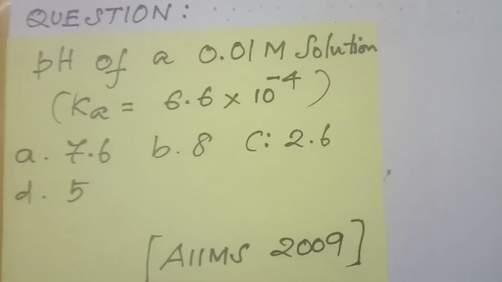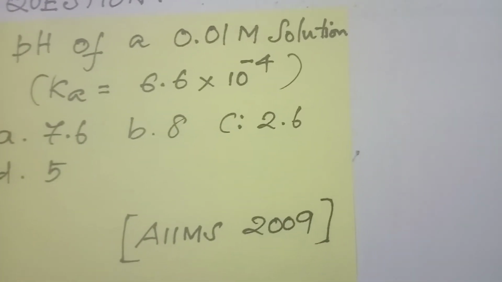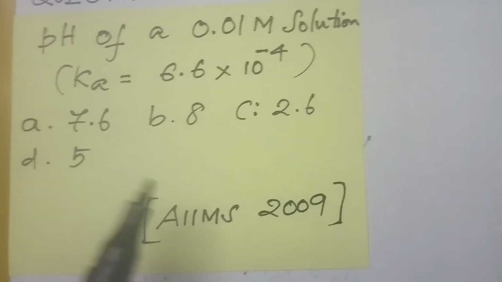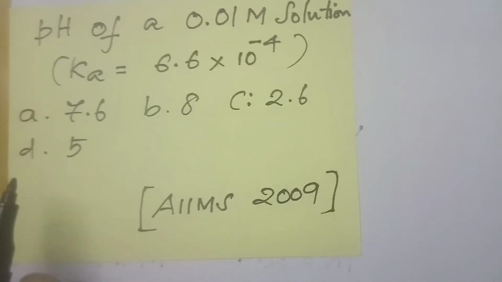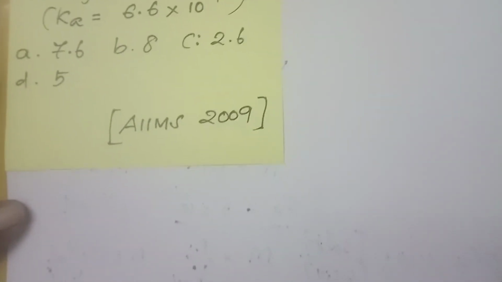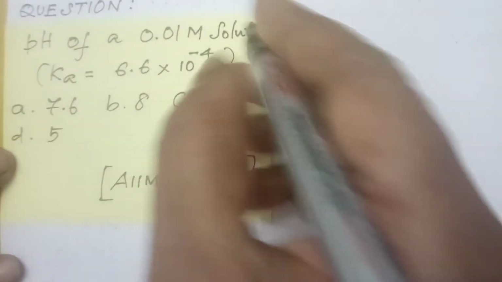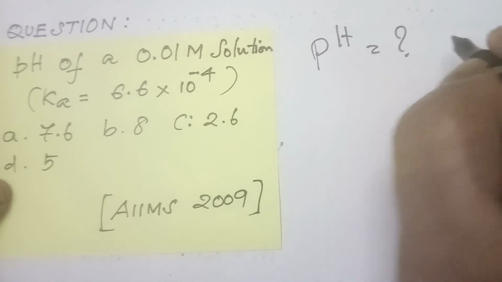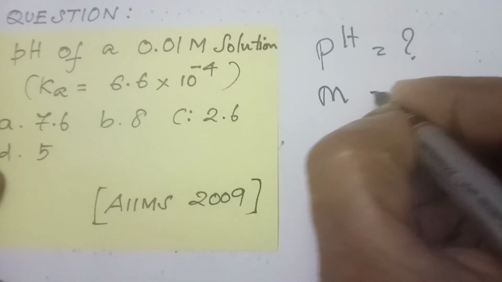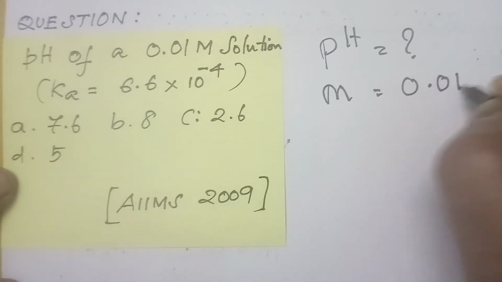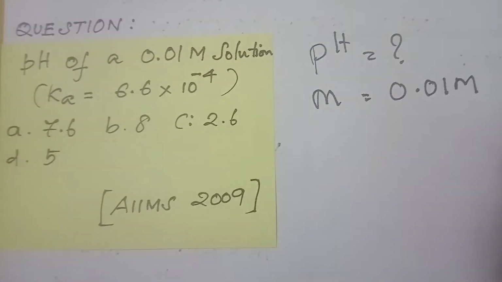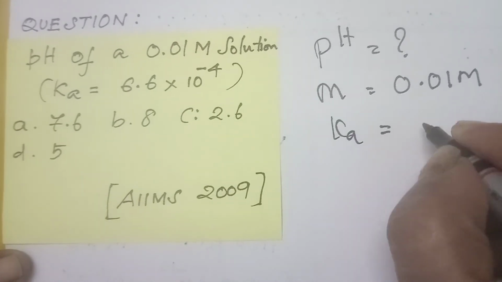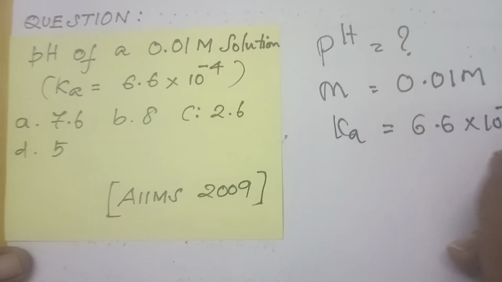Same pattern. Okay, pH of a 0.01 molarity solution with the Ka value is given. So now what is the pH? Okay ma'am, the pH calculation is the same, but they are asking in another way. Let me write what the things are. pH is what we need to find. The concentration is given: 0.01 M of some chemical. And the other data is Ka, which is 6.6 into 10 power minus 4.